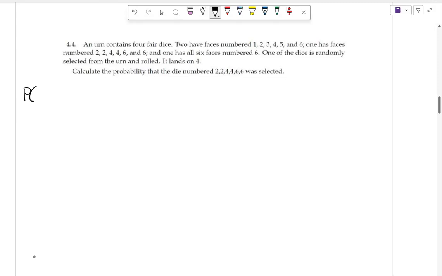So you want the probability of the even number die given rolling a 4. Notice this conditional probability feels backward to start with. And what I mean by that is, if I know that I have the even number die, I can then figure out the probability of rolling a 4. Pretty straightforward, right? But it's asking me the reverse conditional. I know that I rolled a 4. What's the probability that I selected that particular die? It kind of feels backward, right? At least I think it feels backward.